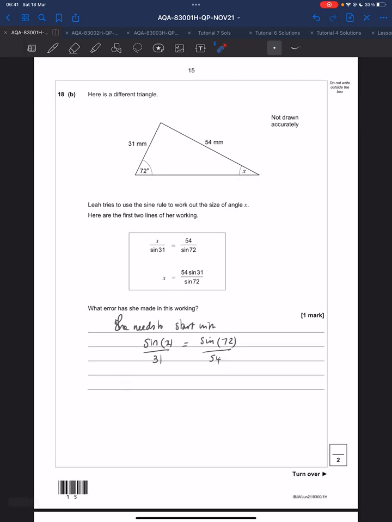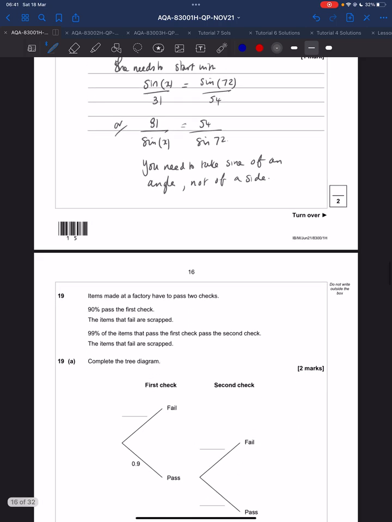She can start that way, or if she wants, because you can reverse them all, so you can say it's 31 over sine x equals 54 over sine 72. You need to take sine of an angle, not of a side. 1 mark, so there we go.